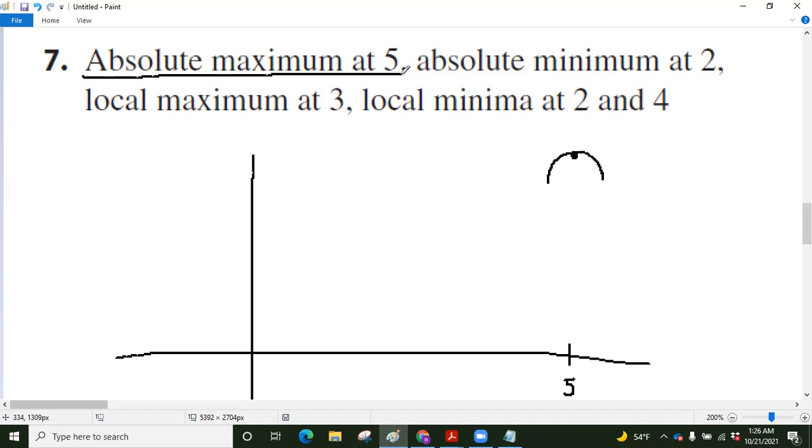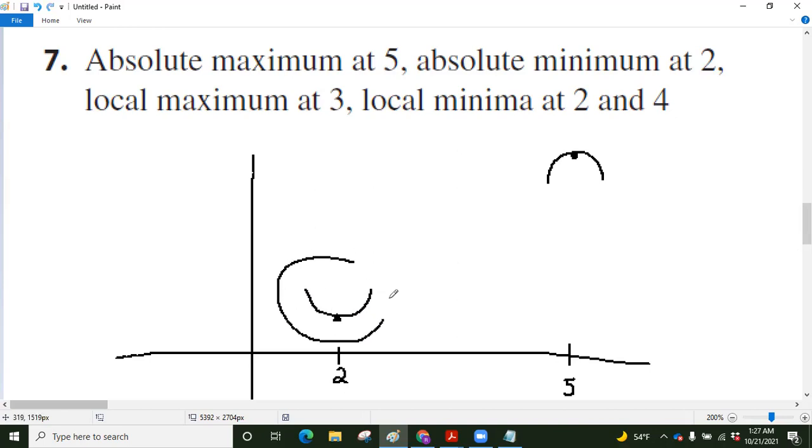So absolute max at 5, and then it says absolute minimum at 2. So we're going to have 2 here, and apparently there's going to be a minimum. So it can't be like this because this would imply that this is a maximum, because all these points are less than this point. This would be a local maximum condition. So we have to draw something like this where we have a local minimum condition because all these points are greater than this point.